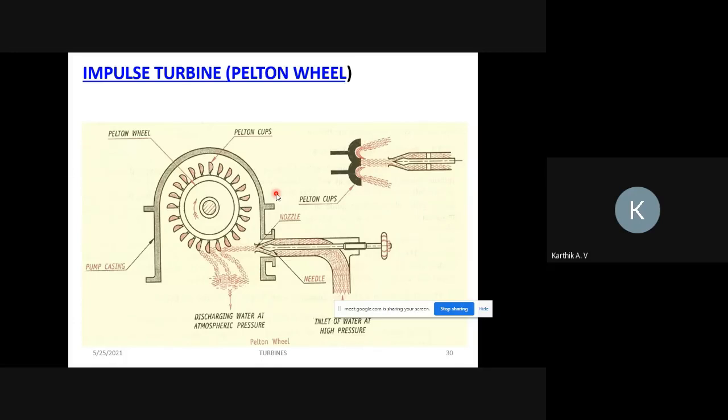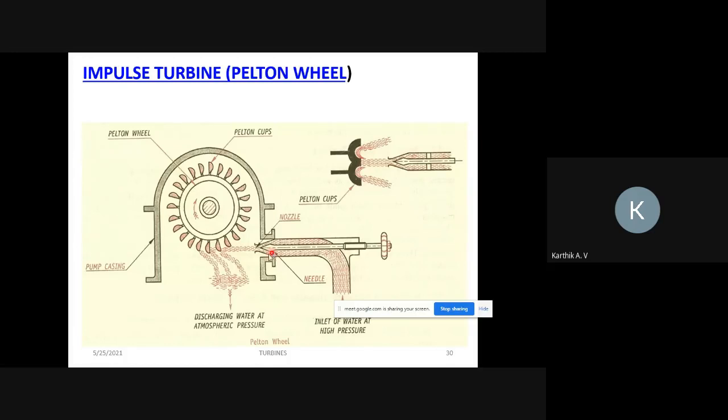Next, this is the nozzle. The nozzle's function is to increase the pressure by reducing the area. Pressure increases by decreasing the area. Why? Because pressure is inversely proportional to area. So pressure increases by decreasing the area.